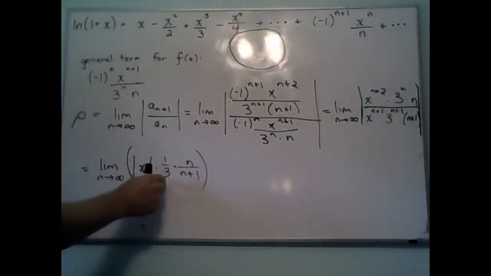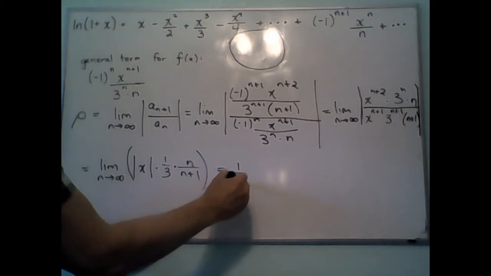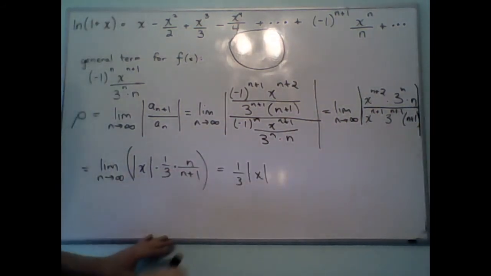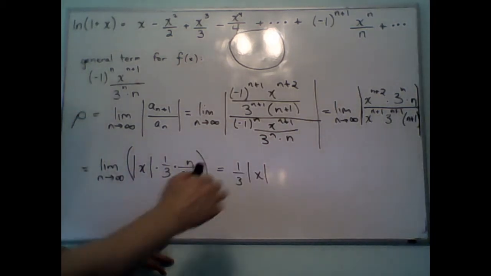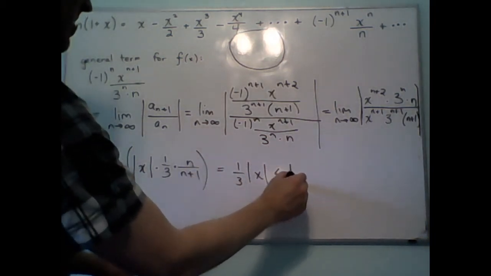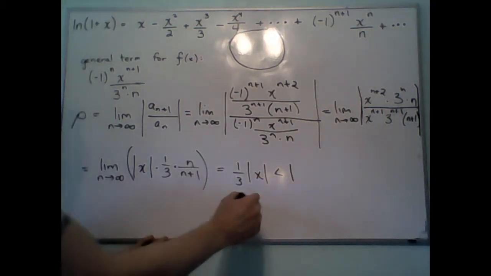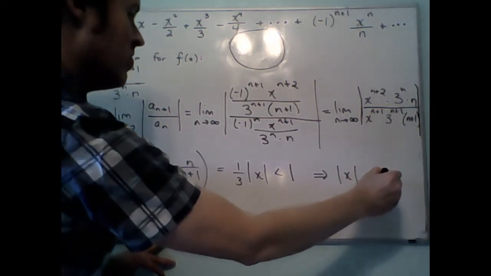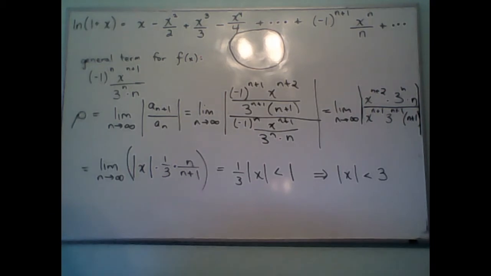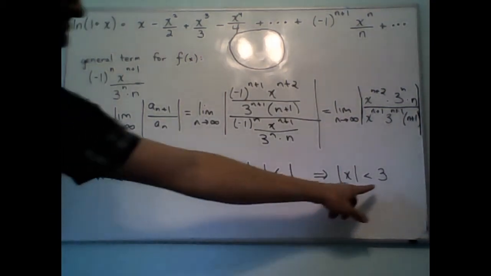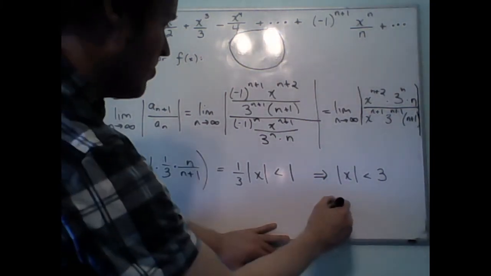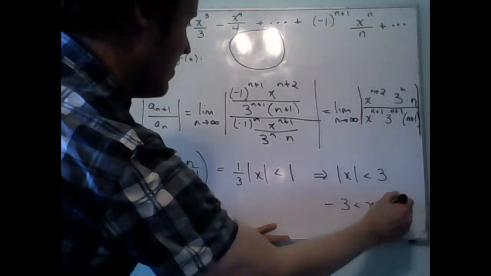And 1/3 absolute value of x can come out of the limit. And the limit as n goes to infinity of n over n plus 1 is just 1. So I need my rho to be less than 1 if this thing is going to converge absolutely. So if 1/3 absolute x is less than 1, that implies that the absolute value of x is less than 3. And so the radius of convergence is 3. So my series will converge absolutely within its radius of convergence, so on -3 less than x less than 3.